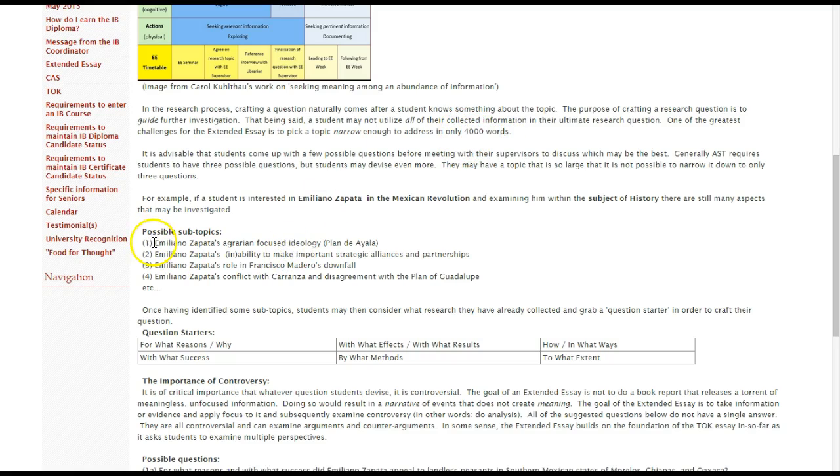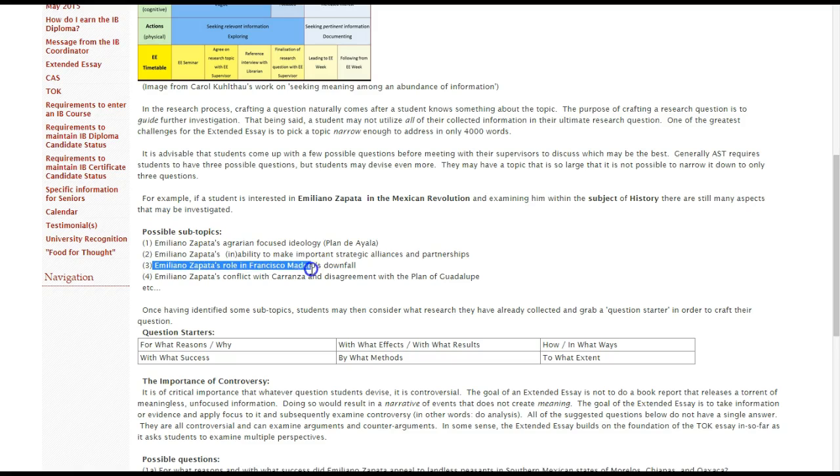So, the first one is Emiliano Zapata's agrarian-focused ideology, really taking a look at the Plan de Ayala. The next one is Emiliano Zapata's inability to make important strategic alliances and partnerships. So there I was kind of thinking of focusing on maybe Aguascalientes and the disunity or the weakness of his relationship with Pancho Villa.